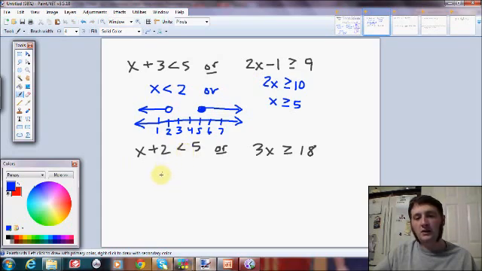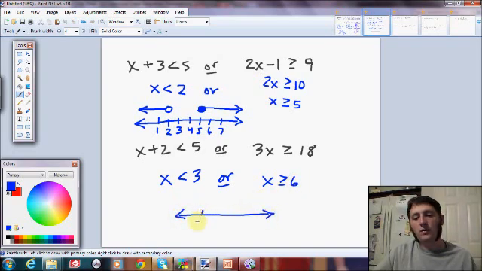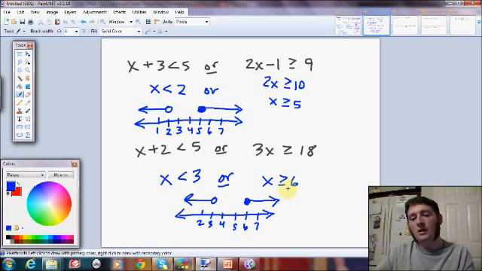Let's see, here we would subtract 2, get x is less than 3. Or, let's see, we would divide by 3 and get x is greater than or equal to 6. And we would need to create a graph. 2, 3, 4, 5, 6, 7. Let's see, an open endpoint at 3 pointing left, a closed endpoint at 6 pointing right. So, kind of two similar problems just to get us warmed up.